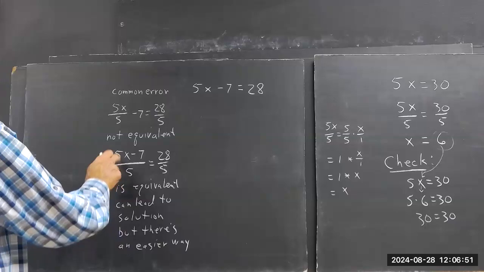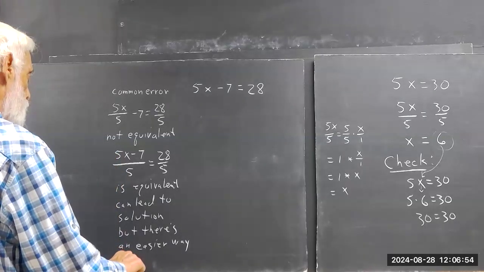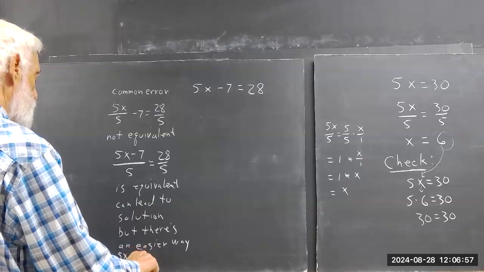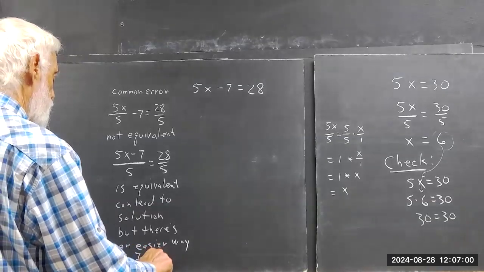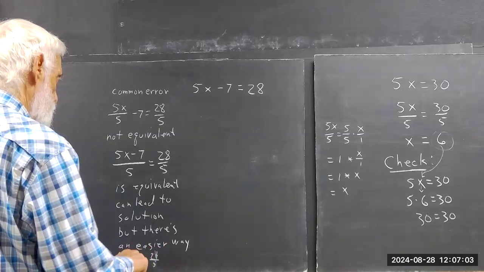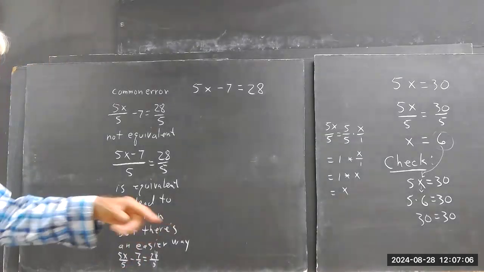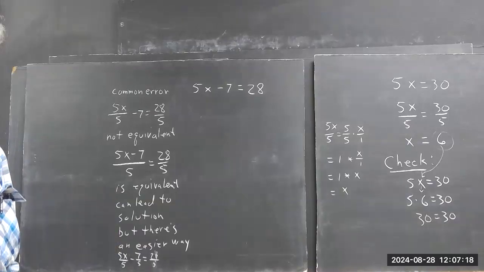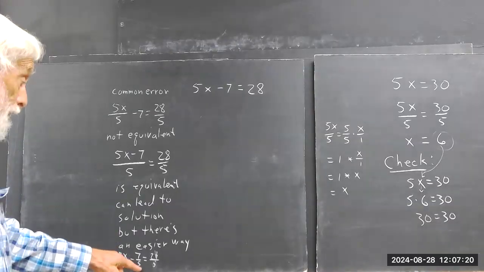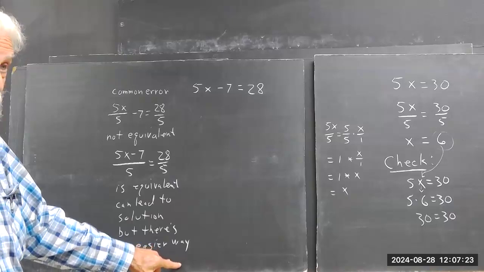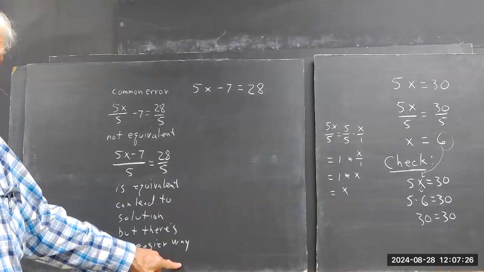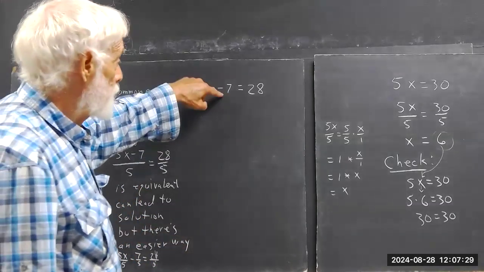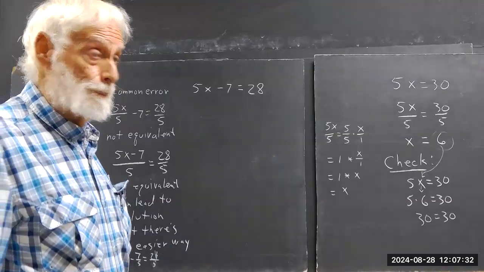There's an easier way. This leads to 5x over 5 minus 7/5 equals 28 over 5. Probably can't read that. It's just to show you. Now you've got fractions all over the place, right? And you didn't have fractions when you started. And that complicates things. It makes it more likely that you're going to make an error. It's not that you can't take this and then add 7/5 to both sides. It would work just fine, but it's more complicated than if you just add the 7 to both sides to start.